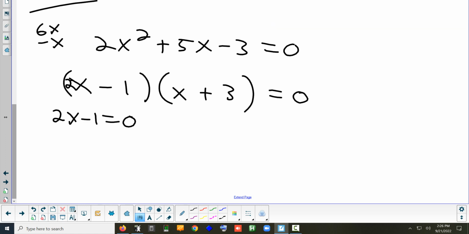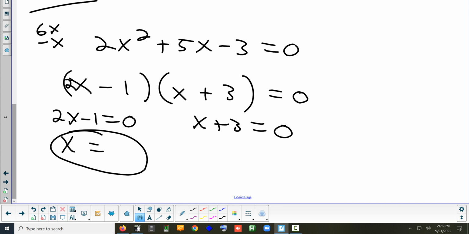Either that is 0, or that's 0. Jackson, what would make this first one 0? The first one would be 1/2. 1/2. And what would make the second one 0?